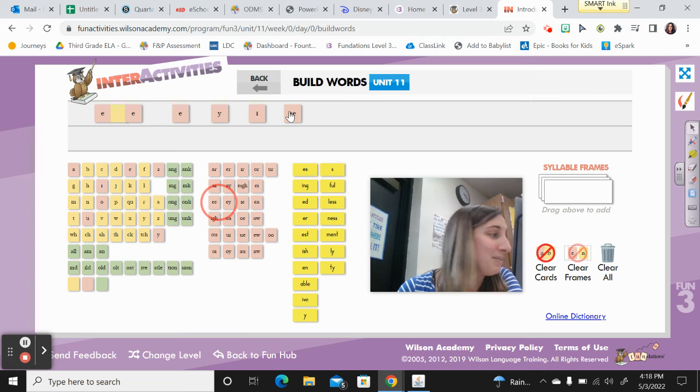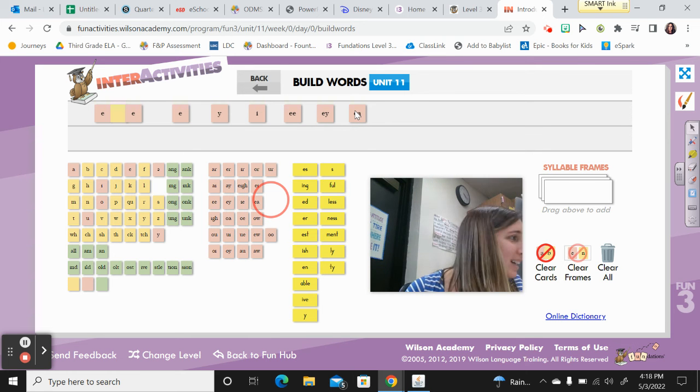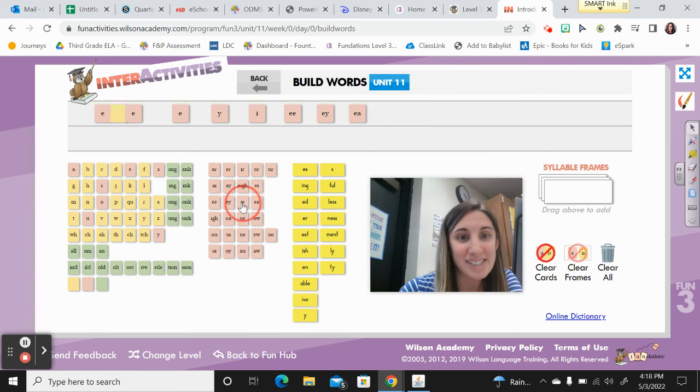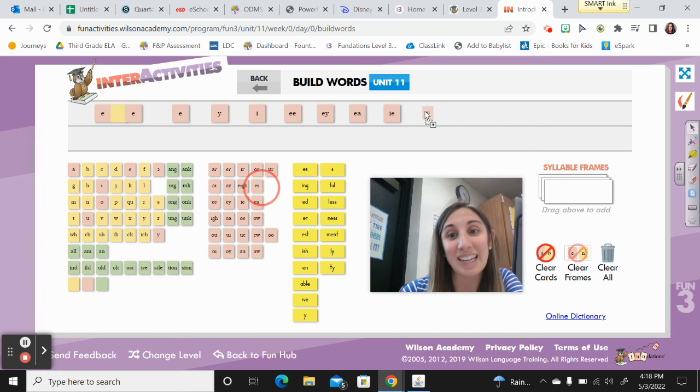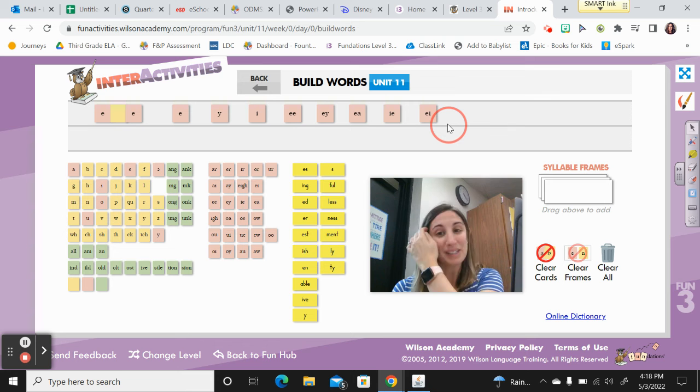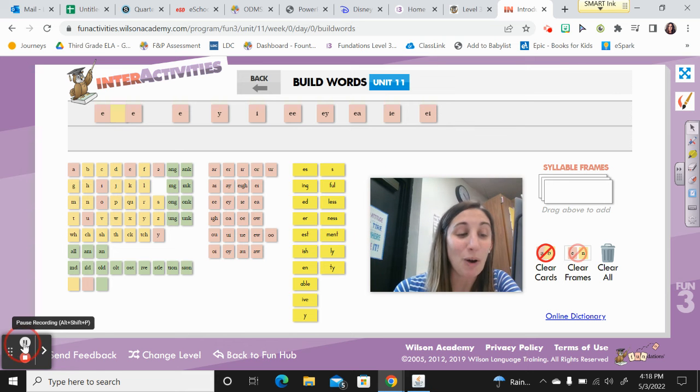E, Jeep, E. E, Y, key, E. Good. E, eat, E. Excellent. 2 more. I, peace, E. And what's the last one? It's E-I, stealing, E. All right, do we remember all of those from unit number 10? All right, excellent work. Go ahead and start putting all 9 things that say E away.